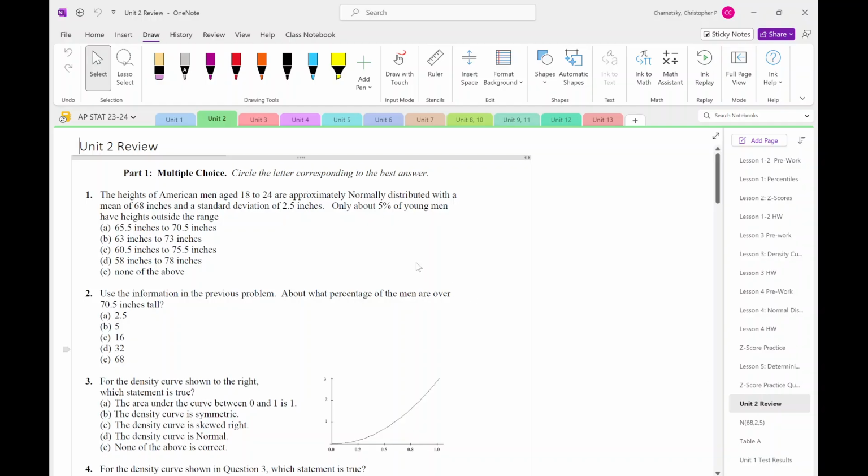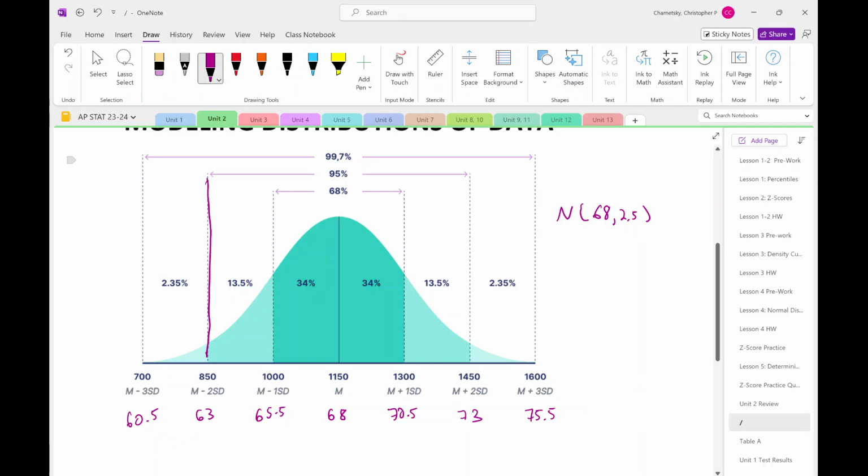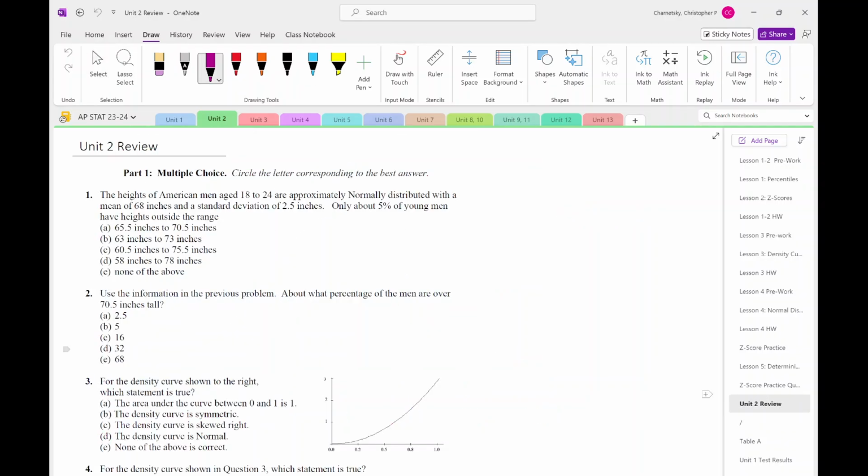Okay. So again, the question was 5%. So that means that outside of that range would be 5%. That means that inside that range would be 95%. So at 95%, that's within 2 standard deviations. So that's between 63 and 73 inches, or answer B.